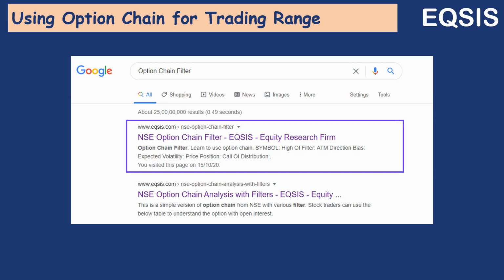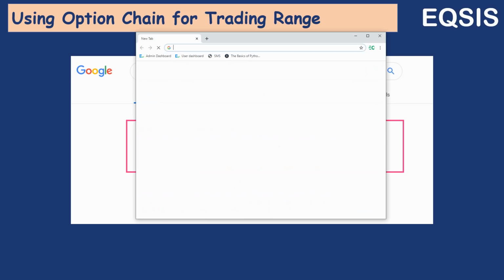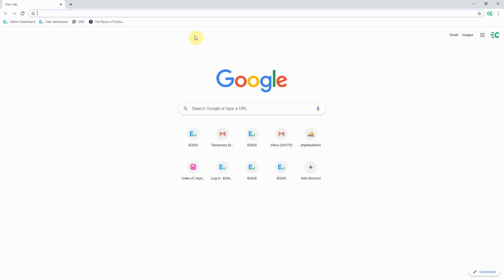The very first thing you have is NSE option chain filter. I hope you can see there is something called NSE option chain filter. I want you to click on that link to get into it. Let me do it along with you so that you can also catch it. Let me take the browser here, and let me go from Google itself.